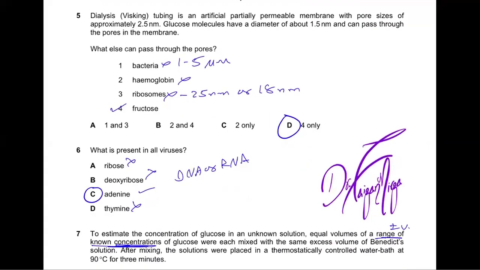Dialysis tubing is an artificial partially permeable membrane with a pore size of approximately 2.5 nanometer. Glucose molecules have a diameter of 1.5 nanometer, which means they can pass through the pores. What else can pass through? Bacteria, no, bacteria are much larger. Hemoglobin is a large protein. Hemoglobin and ribosome, again, we know the diameter is 25 to 18 nanometer for 80S and 70S ribosome. Fructose will be of a similar diameter as glucose because they are just isomers of one another. So yes, the answer is 4 only.